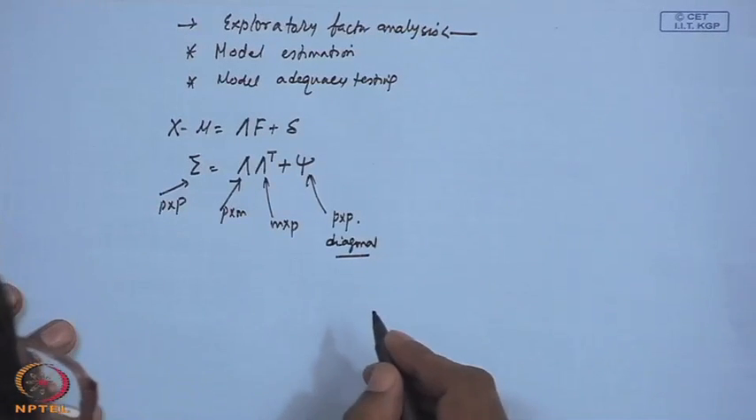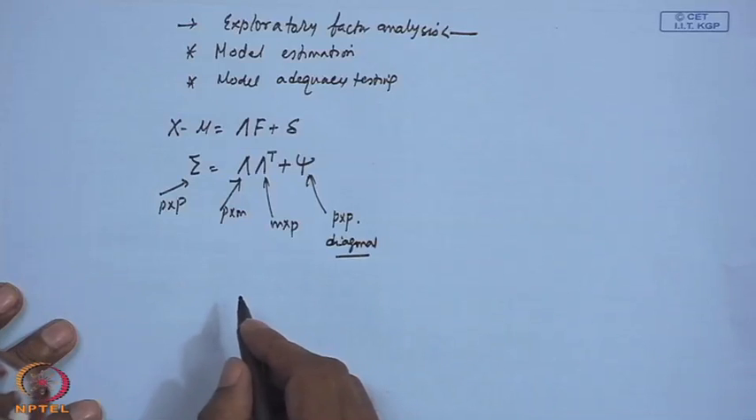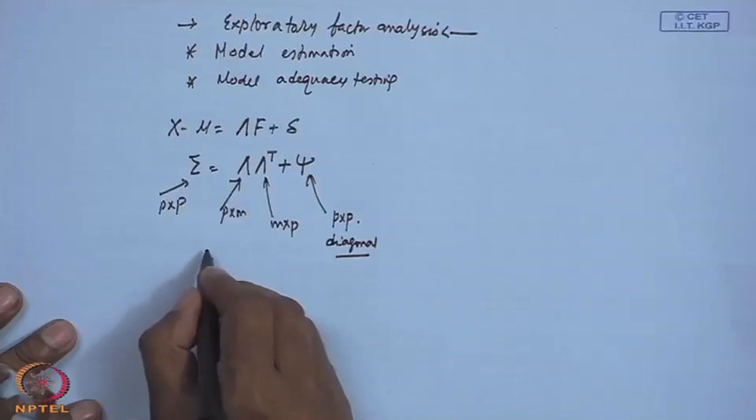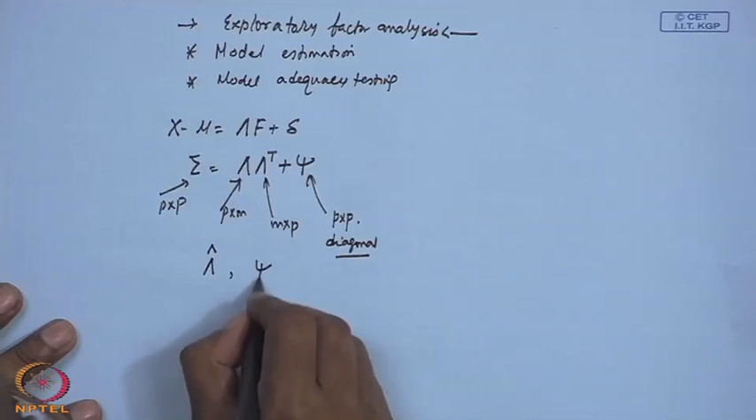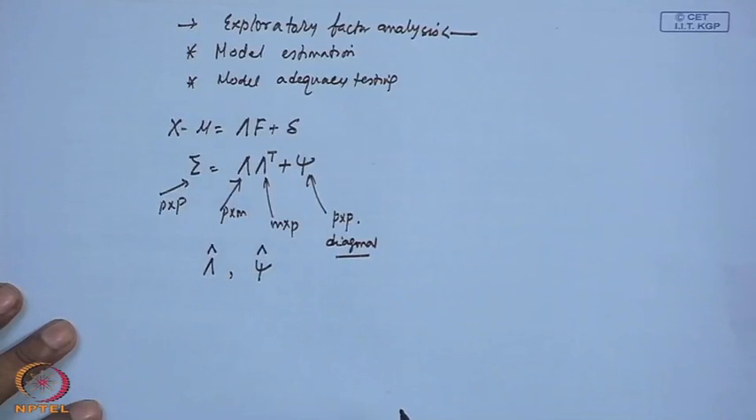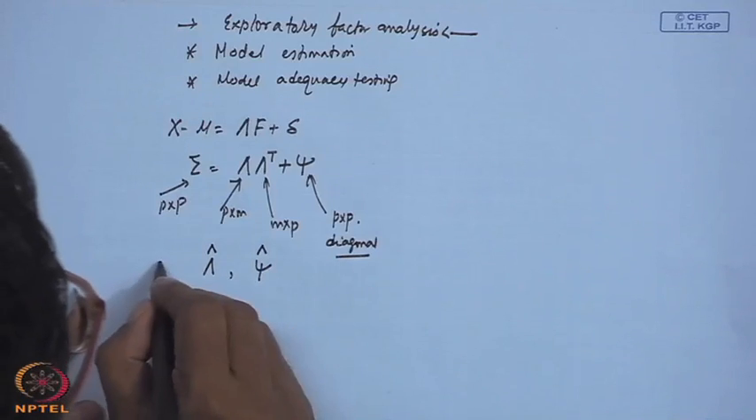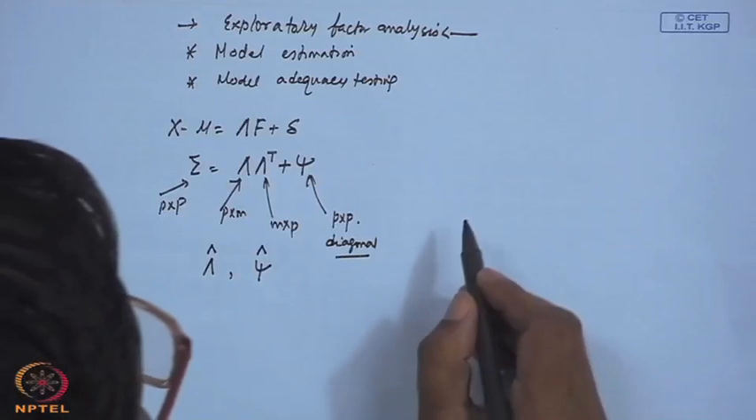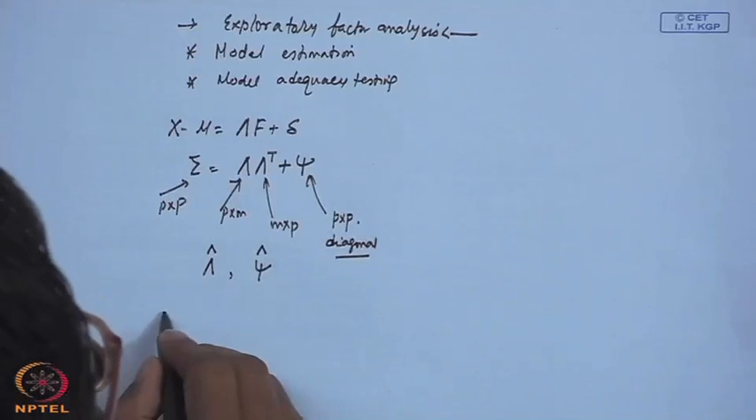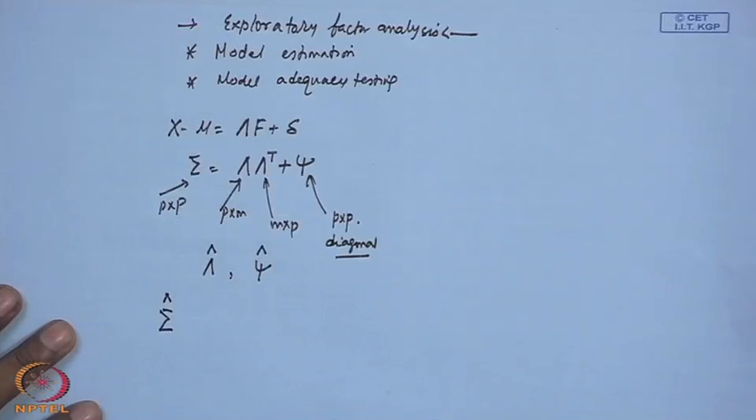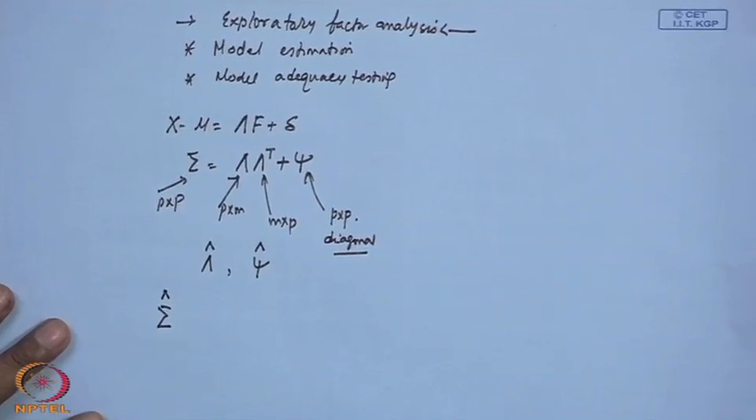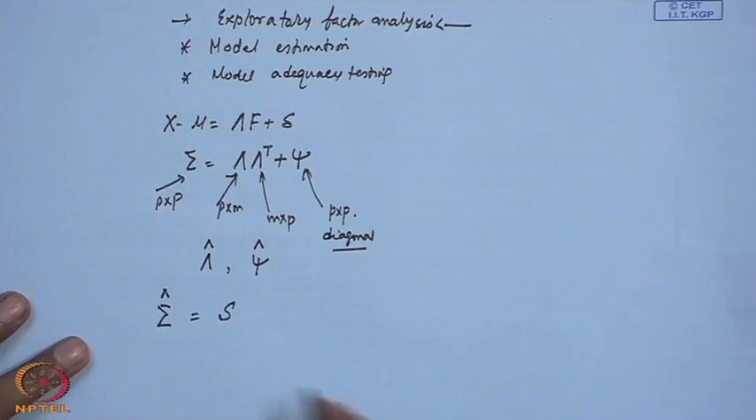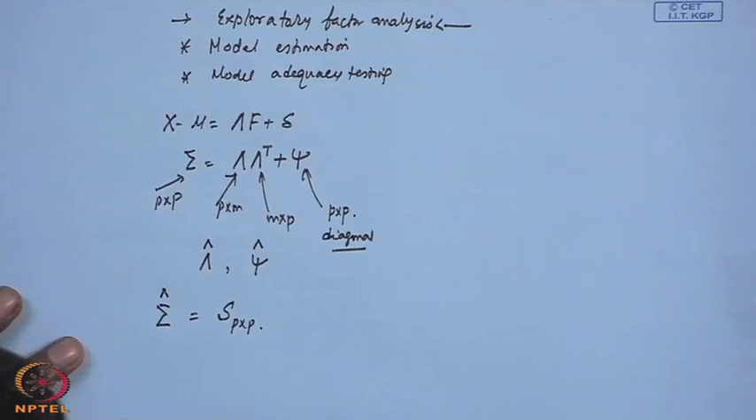Okay. By estimation, what we mean to say is we want to estimate lambda. The estimate of lambda is lambda cap. We want to estimate psi, that's psi cap. So now, what is known to us? We know S, the estimate of capital sigma. This is also P cross P matrix.